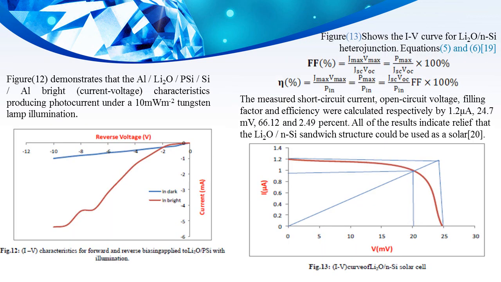We can see in figure 12 the maximum photocurrent compared to that in the dark. In this case, from equations 1 and 2, the efficiency of the solar cell is 2.9 and the fill factor is 66.